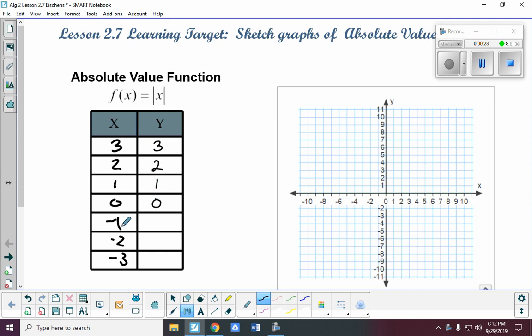Now when we substitute negative 1 in, the absolute value of negative 1 is a positive 1. If we take the absolute value of negative 2, you get positive 2, and the absolute value of negative 3 is a positive 3. So when we plot those points, we have (3, 3), (2, 2), (1, 1), (0, 0), (-1, 1), (-2, 2), (-3, 3). So we end up with a V shape when we graph absolute value because for the negatives, we take the positive of those.